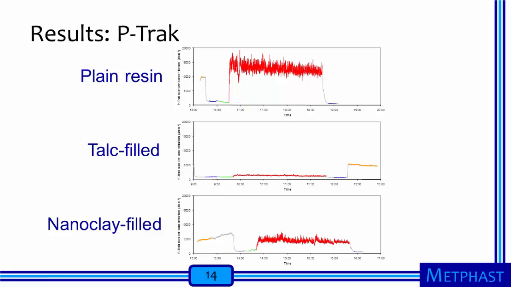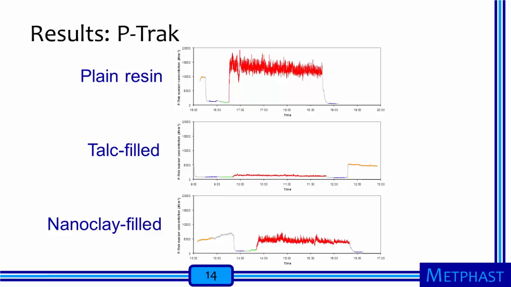So, on this slide, we are looking at the particle number concentrations measured over time using the P-Trak. The plain resin plaques exhibited the highest particle concentrations among the three types of plastic during the shredding period, averaging about 15,000 particles per cubic centimeter. Although concentrations bounced up and down over short intervals, the average was steady throughout the shredding period.